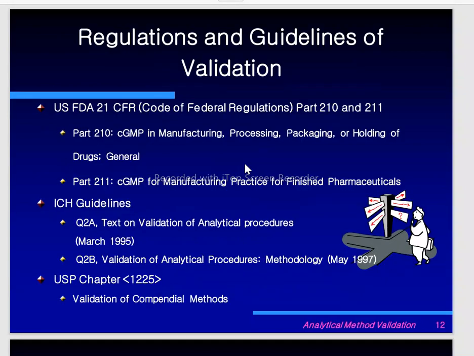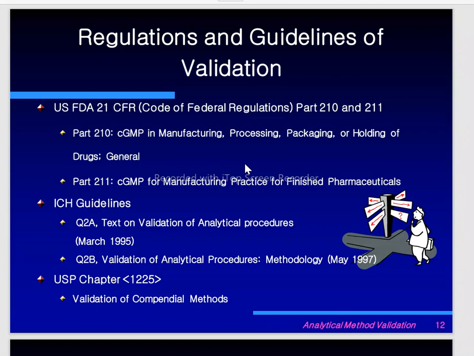Regulation and guideline of validation. Which guidelines give the necessary regulation for the validation? The US FDA 21 CFR, Code of Federal Regulations, Part 210 and 211. 21 CFR Part 210 gives the CGMP, current good manufacturing practices, in manufacturing, processing, packaging, or holding of drugs. Part 211 gives the CGMP for finished pharmaceuticals.